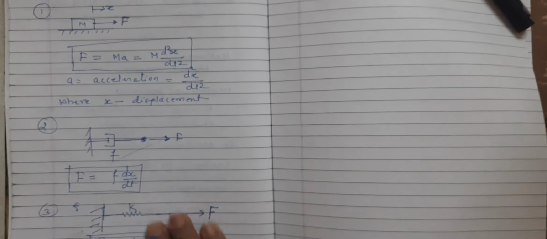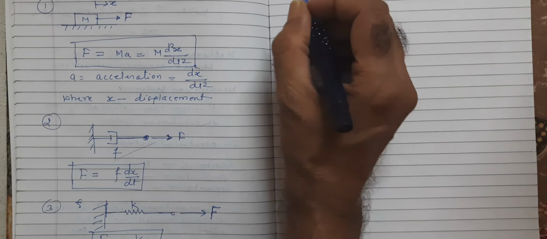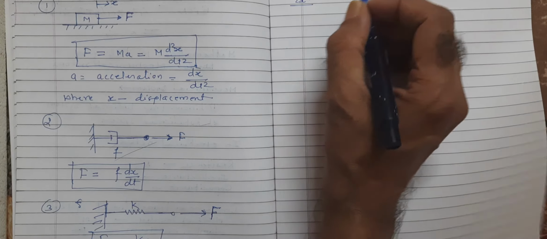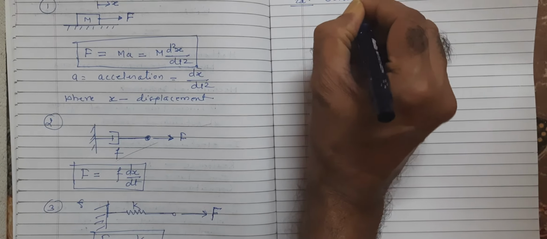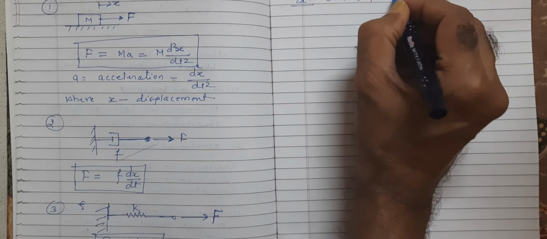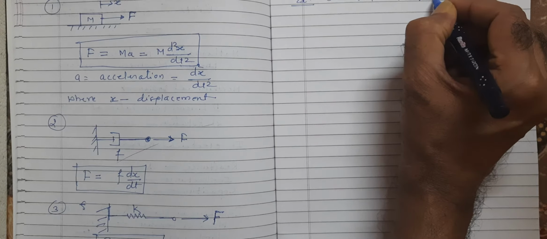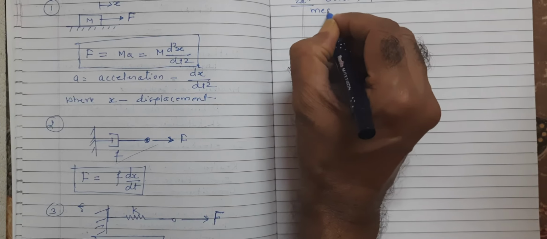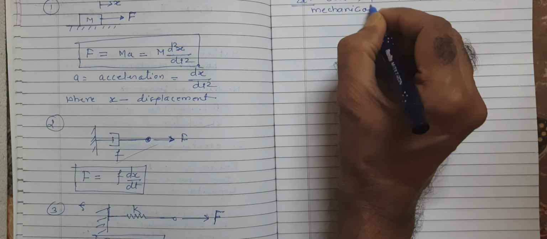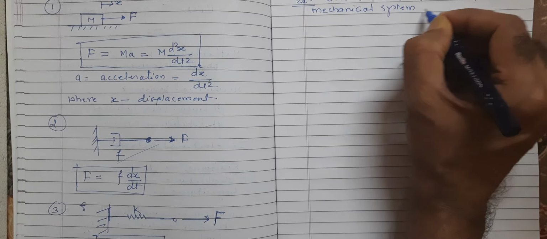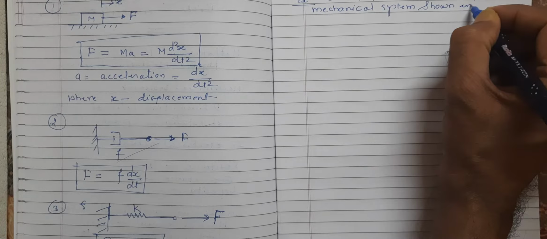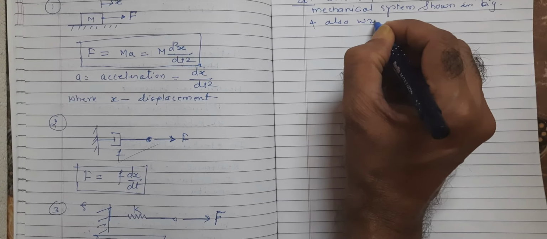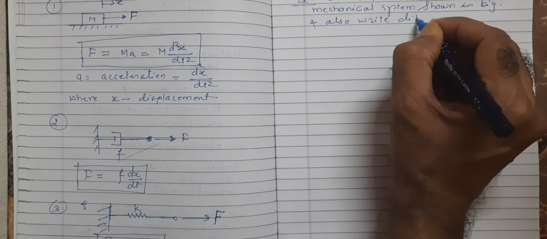Now see here, we will see one example based on the mechanical translational system. Obtain the transfer function of a mechanical system shown in the figure, and also write the differential equation.